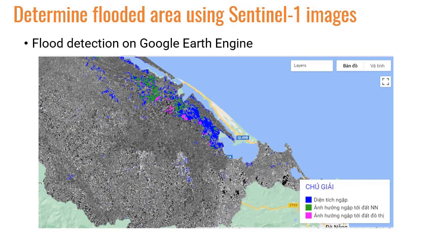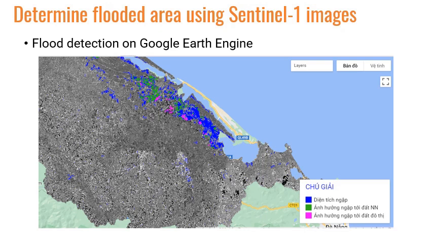The first example here, I want to show you how to determine the flood area using Sentinel-1 images. Recently, maybe you have heard about the Google Earth Engine, right? So it's very famous, the cloud space for computing big data. So here is an example. I use Sentinel-1 images to detect the flood area in the middle of Vietnam.